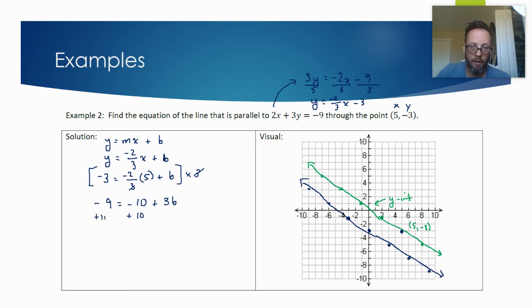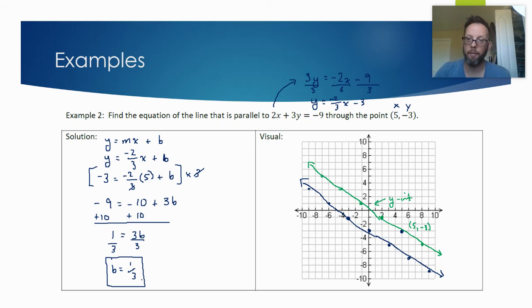Add 10 to each side. We get that 1 is equal to 3 times b. And dividing both sides by 3, you get that b is equal to 1/3. And so the y-intercept of our line is actually at 1/3, or like 0.3 repeated. So we're done. The equation of our line, y equals -2 over 3 x plus 1/3.